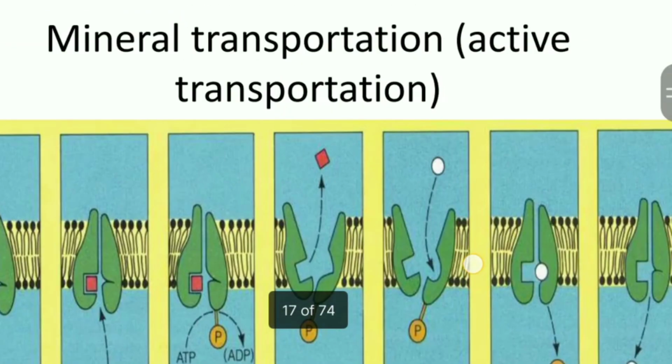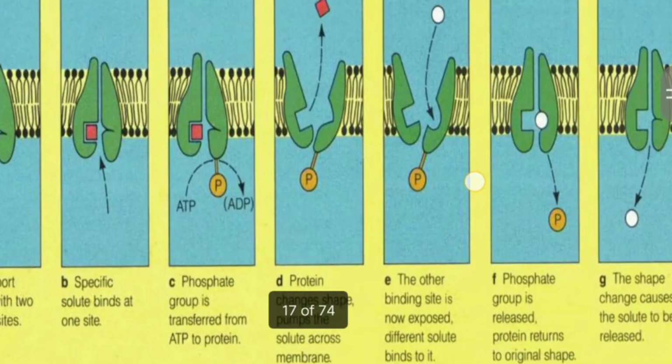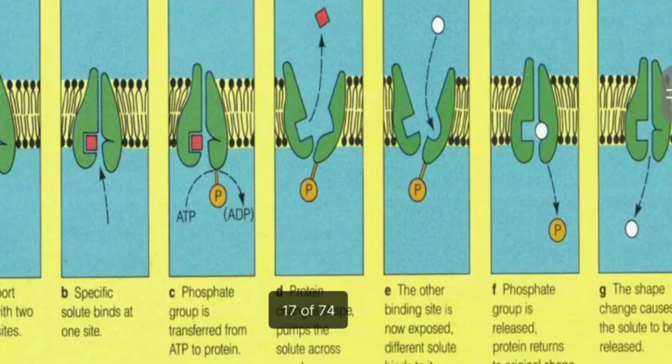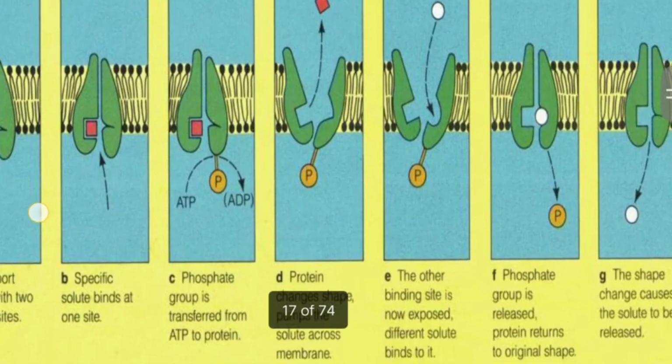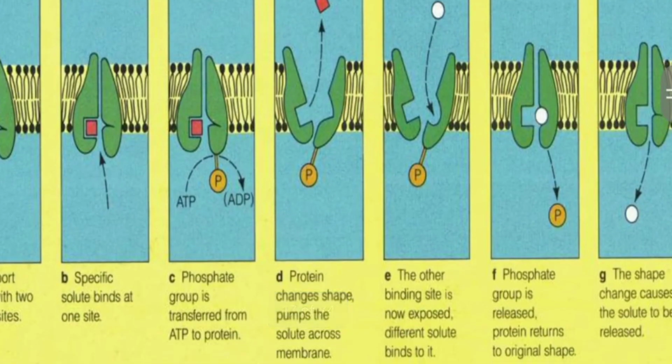This is mineral transportation, that is active transportation. Here, a transport protein with two binding sites is present. A specific solute binds at one side, as you can see over here. Then the phosphate group is transferred from ATP to the protein, as a result converting ATP into ADP, and a phosphate group gets attached to it.